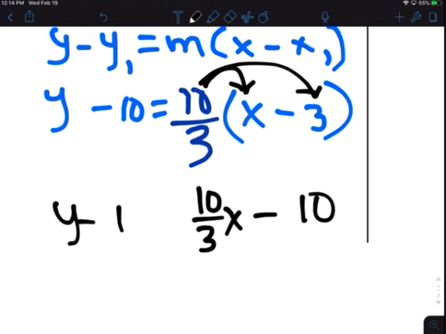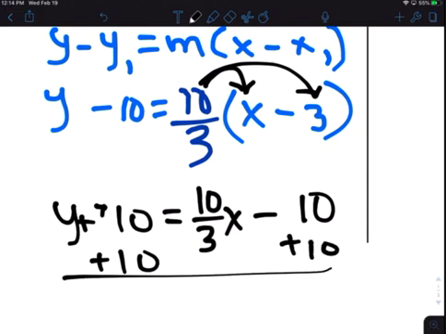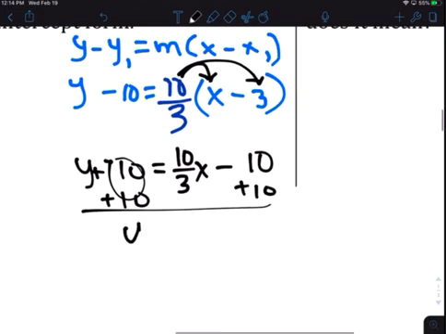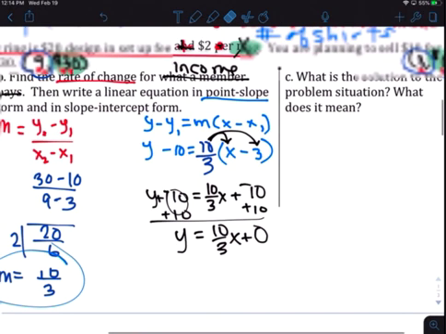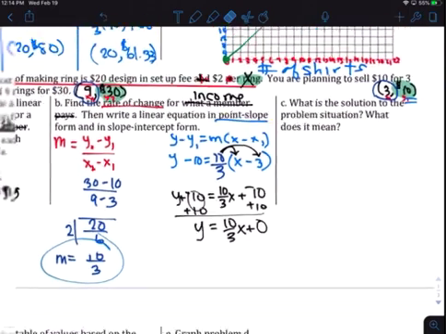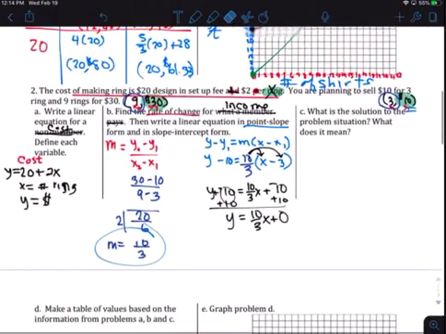Y minus 10. Add 10 to both sides. Get 0. Y plus 0, so y equals 10 over 3 x plus 0. Or you don't have to write the 0, you can leave it like that. That's fine. Okay? So what is the solution?